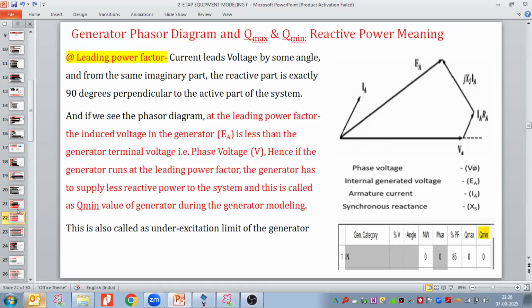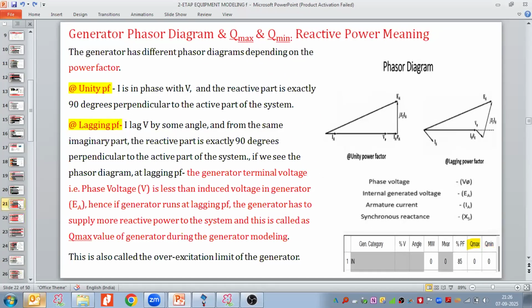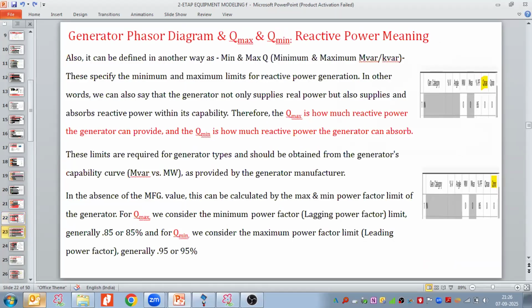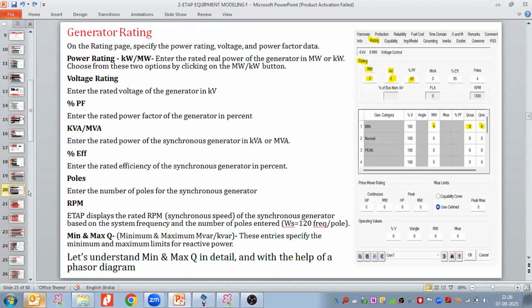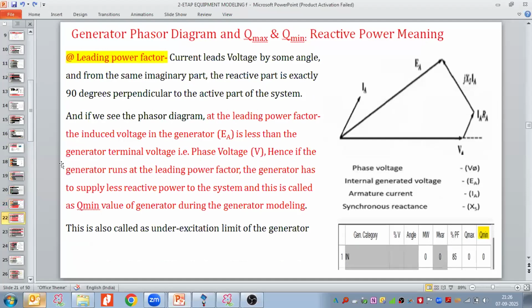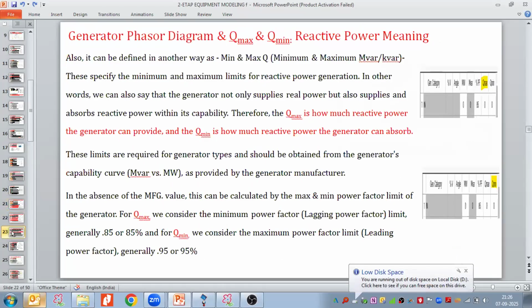So this is under excitation when a leading power factor is connected to the generator, and when a lagging power factor is connected, this is called the over excitation limit of the generator. There might be some confusion with this, so let us see some other definitions for Qmax and Qminimum. I tried to explain Qmax and Qminimum with the help of the phasor diagram. Lagging power factor means my Qmaximum, and leading power factor means my Qminimum. Let us see it another way.